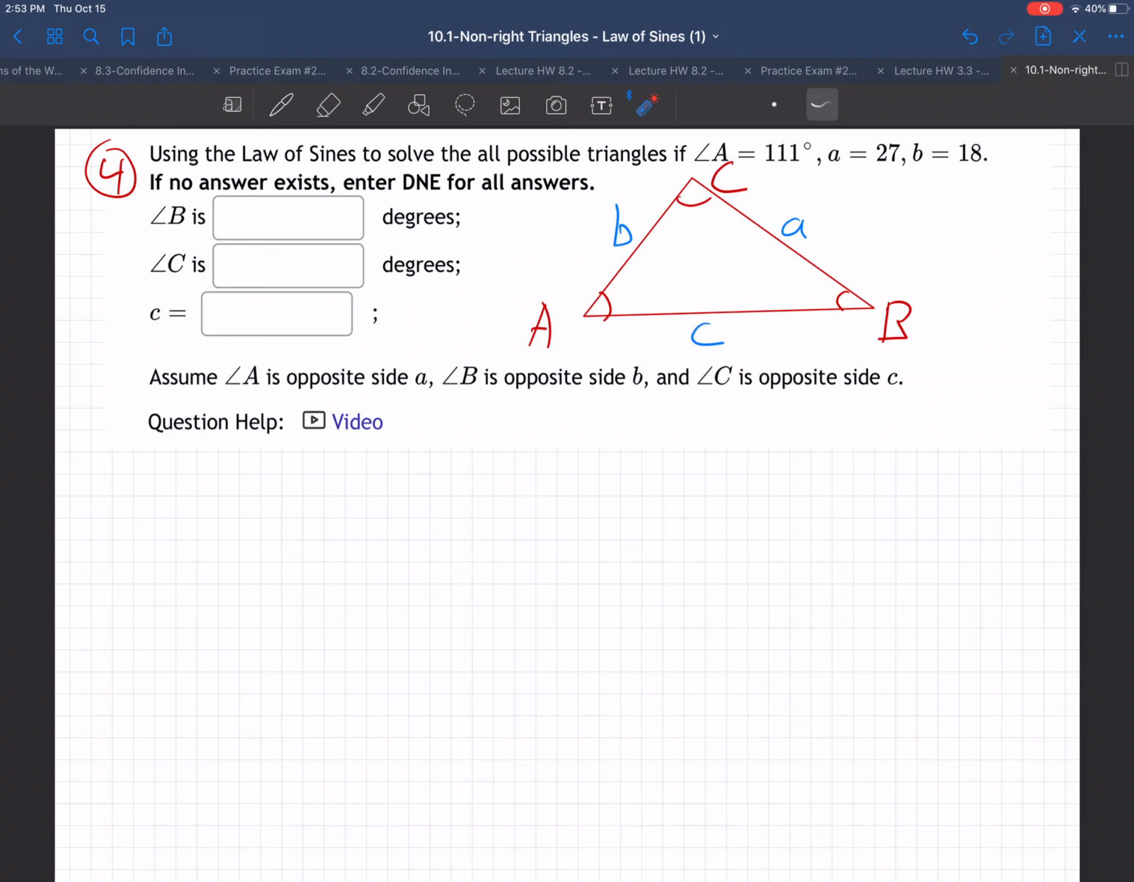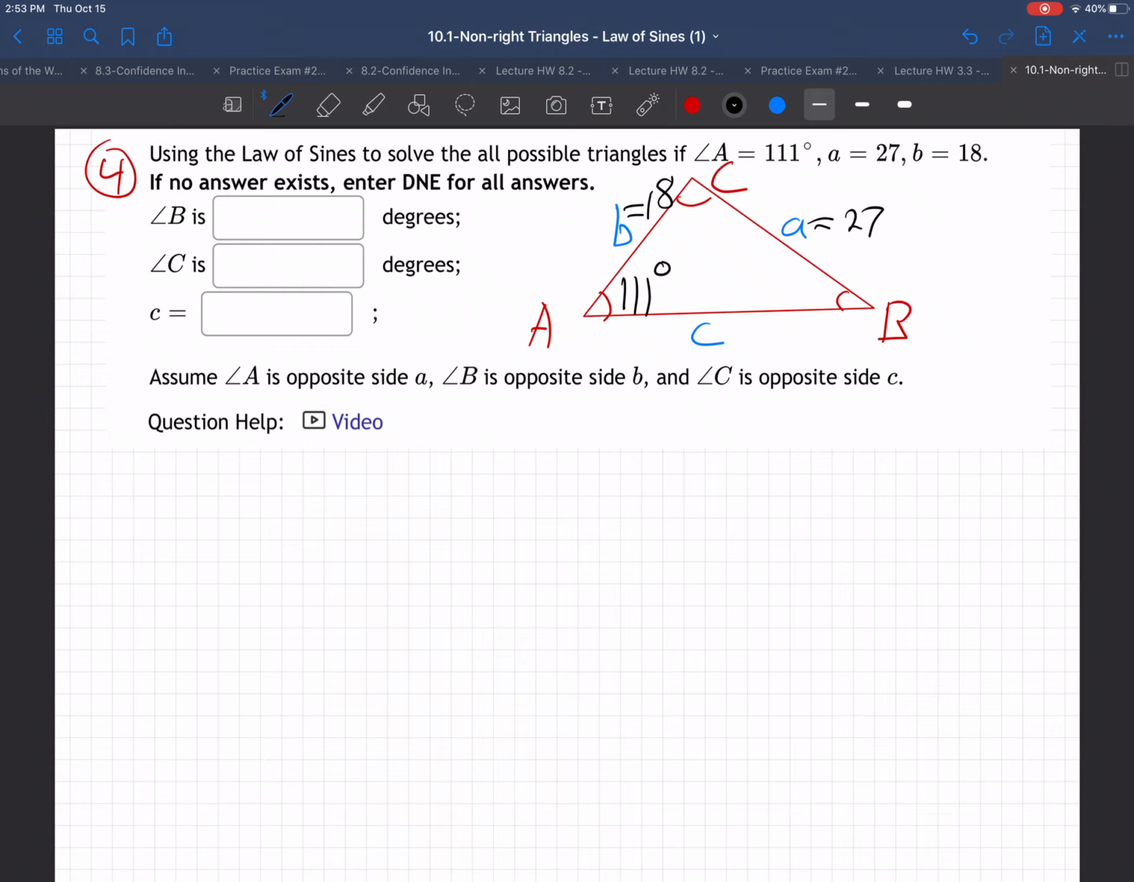I don't mean there's a rule that you have to, but that's what they're assuming on these problems. So they're assuming your triangle looks like that, so we have to follow their assumption. So we set that up. Okay. So then what do they give us from here? They tell us that capital A is 111 degrees, and little a is 27, and little b is 18. And they want us to find the other two angles and the missing side.